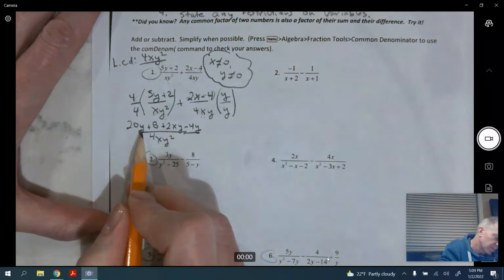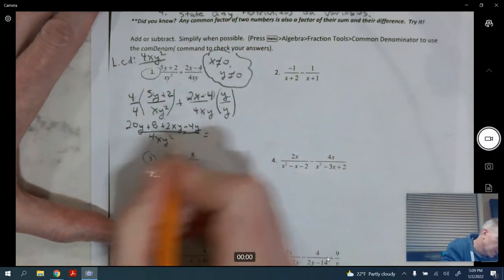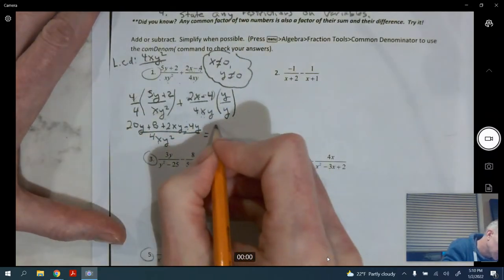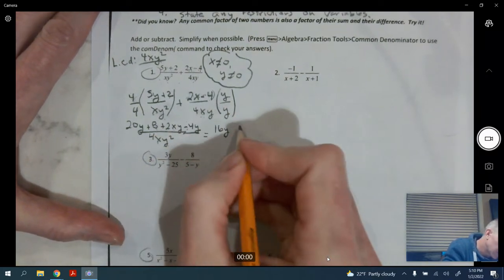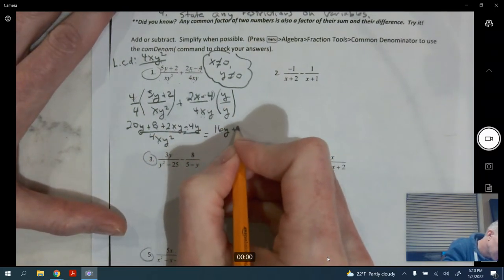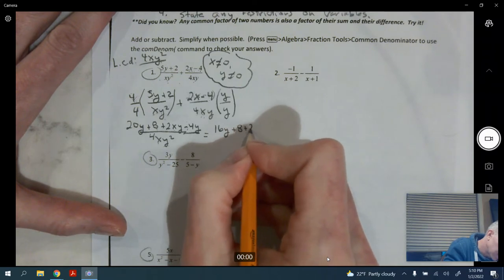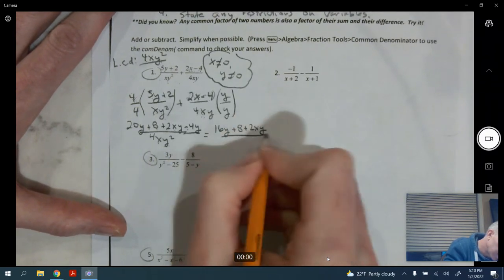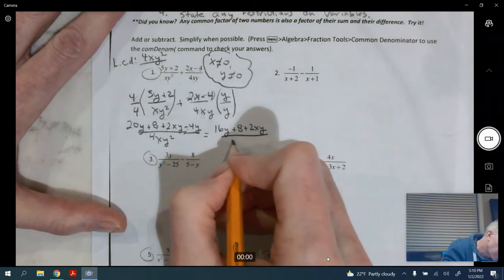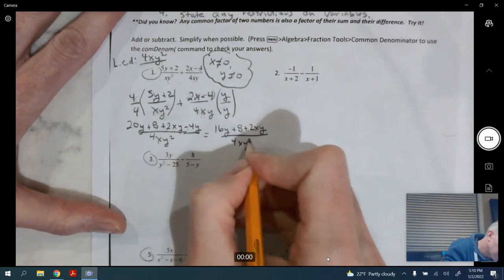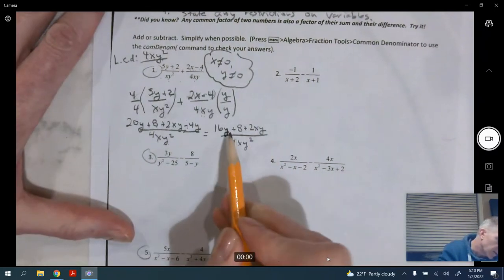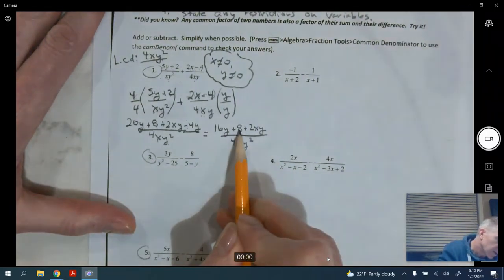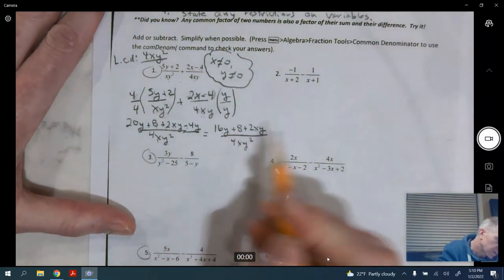Okay, and can we simplify anything in the numerator? 20y minus 4y gives you 16y. And then we've got a plus 8 plus 2xy, and then we've got a 4xy squared. Now, are we done? Well, we're almost done. The only thing is we can factor a common factor out of the numerator. We can factor out a 2.